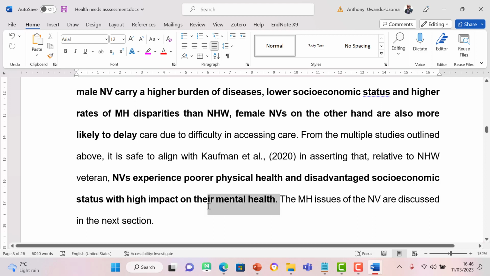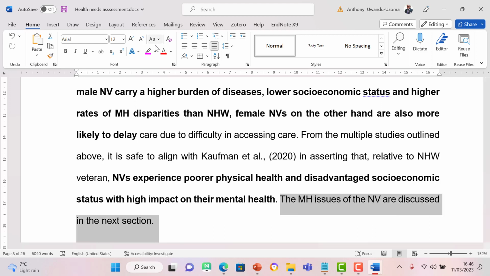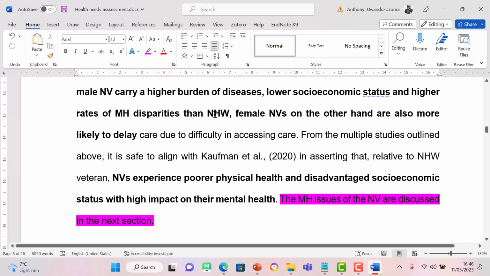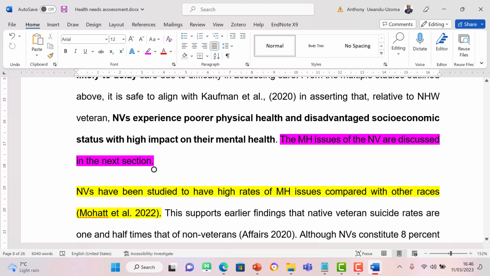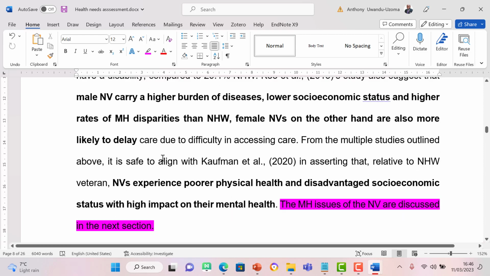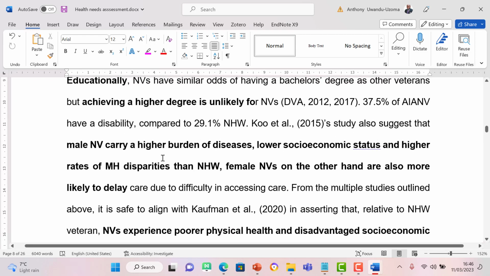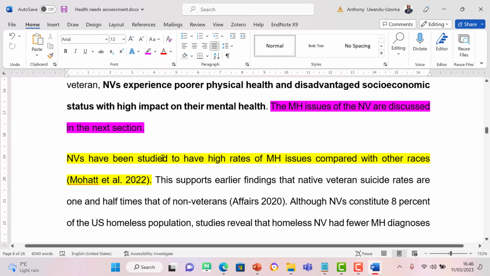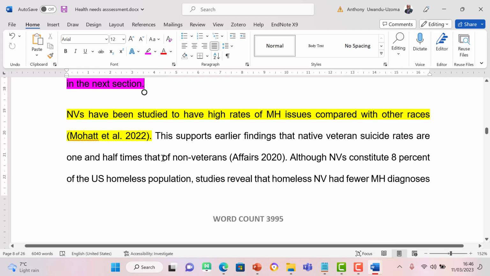Now, this is called what? Good linking. Linking. See? So linking the last paragraph to the next session. So these mental health issues are discussed in the next session. So that's a good linkage. All right. So now we have discussed the general health problems along with the social determinants of this population. So now we want to narrow down to mental health. What's going on? All right.